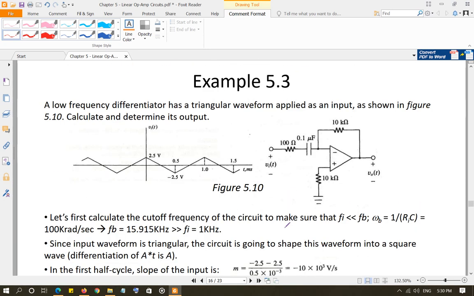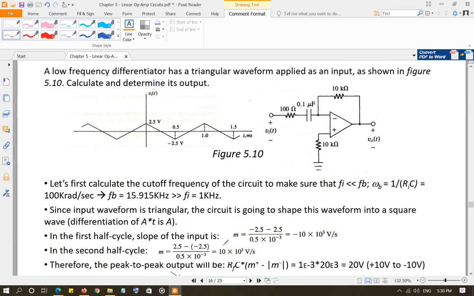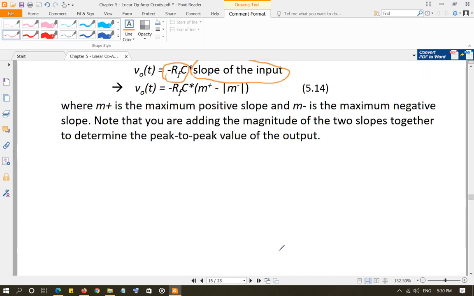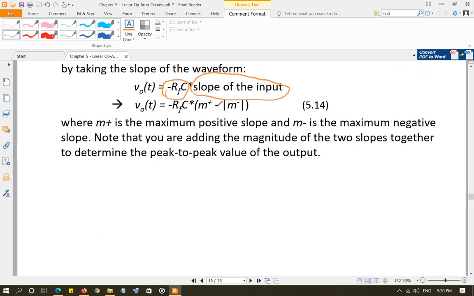And then there should be an addition, it should not be a subtraction. So I made a couple of mistakes over here. Let's see, I'm assuming there should be an addition. Yeah, that should be an addition. I'm pretty sure there should be an addition. So I will fix this. That should be an addition. And the positive, the maximum, negative slope. Note that you're adding the magnitude of the two slopes together. I'm not sure why I put a negative sign here.